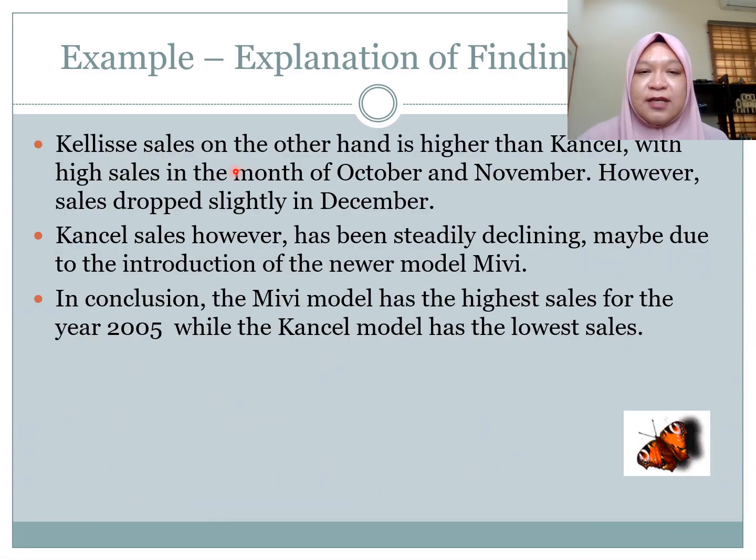Kelisa sales, on the other hand, is higher than Kancil, with high sales in the months of October and November. However, sales dropped slightly in December, and so on. It has declined due to the introduction of the newer model. So here it gives the reason for the decline in sales. In conclusion, the Myvi model has the highest sales for the year 2005, while the Kancil model has the lowest sales.